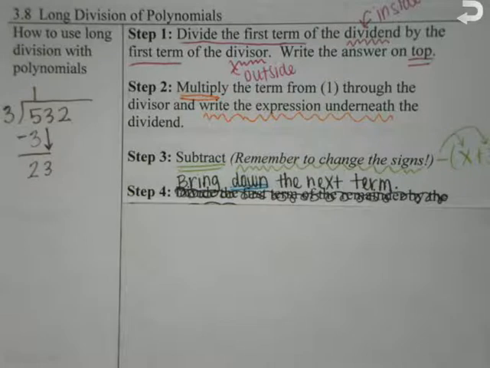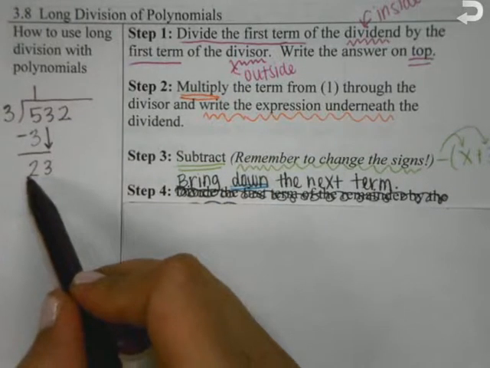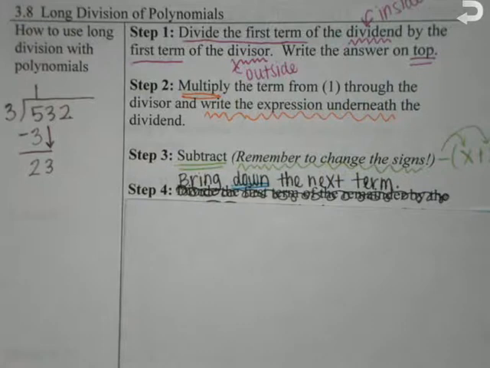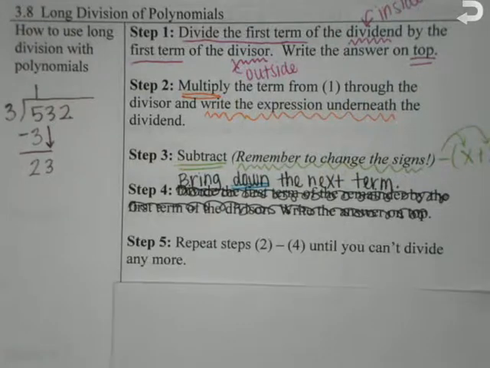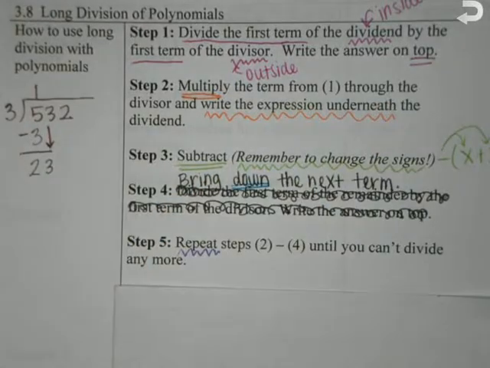Okay, and so then after we bring down the 3, then what do we do in this problem right here? We divide the 3 into 23. So we start all over again, right? So step 5 is to repeat steps 2 through 4 until you can't divide anymore. Okay, so you're going to repeat the whole process until you can't divide any more.